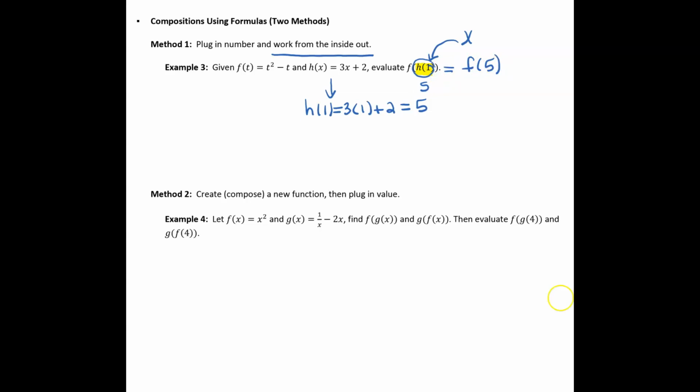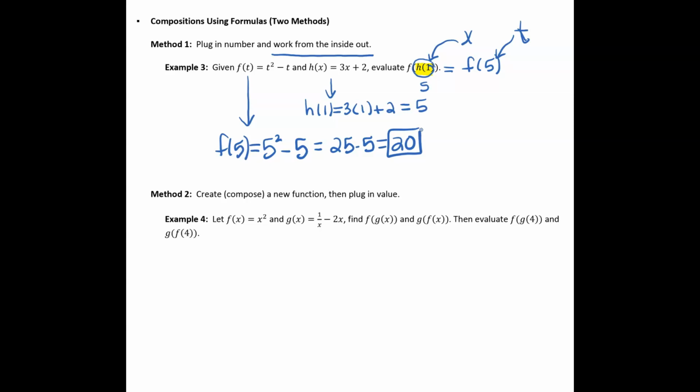Where the 5 was, again, is where your t was. And so you're going to come over here and now plug in and look at f of 5. So it gives you 5 squared minus 5, which is equal to 25 minus 5. So 20. Again, we worked from the inside out, just like with the table, but this time we had to calculate, but you can see how those steps are similar.